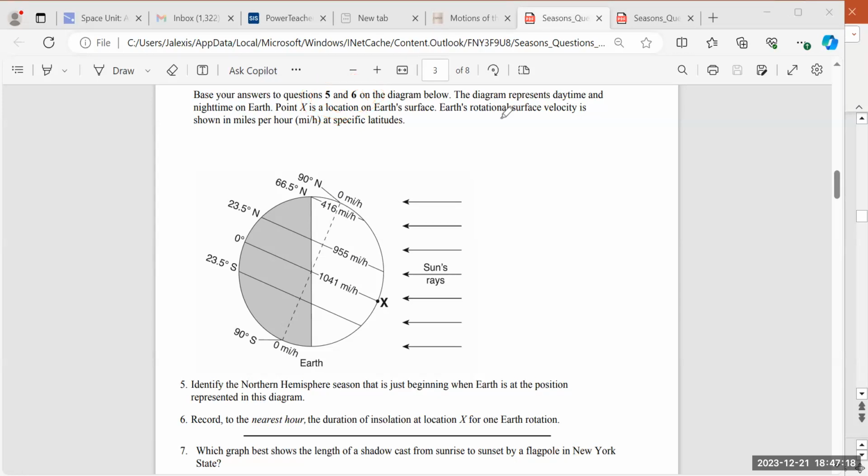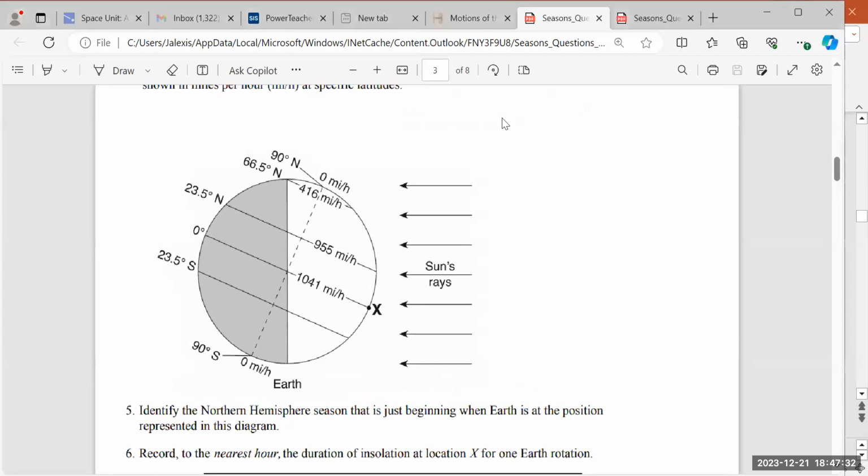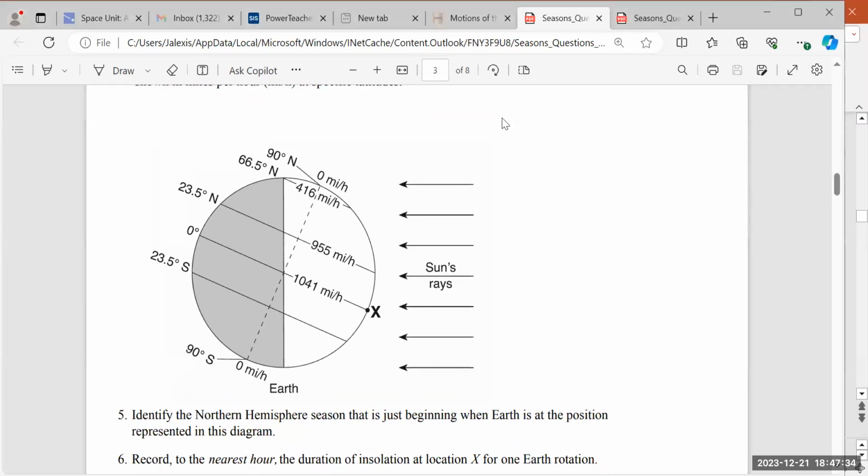Keep that in mind. So number 5 says, identify the northern hemisphere season that is just beginning when Earth is at the position represented in this diagram. All right, so let's take a close-up to see what is going on. So what is the question asking for? Identify the northern hemisphere season, the season that's happening in the northern hemisphere.